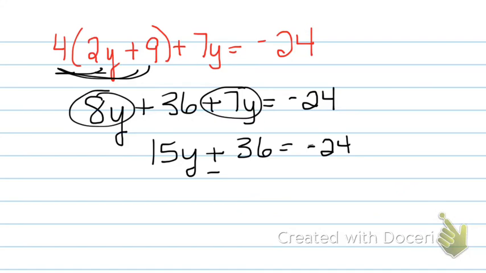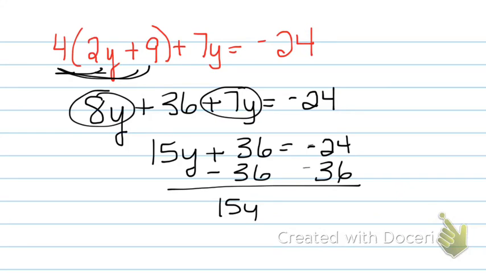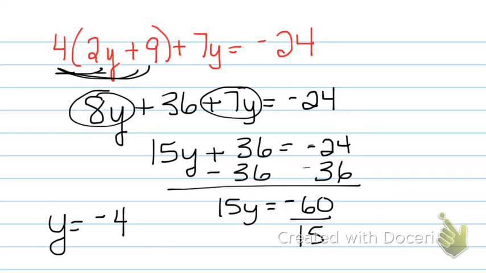But now you do the mother-in-law. Subtracting 36 from both sides will get you 15y equals negative 60. And then divide by 15. I'll put the answer key over here. Negative 4, if I'm correct. y equals negative 4. All right, 2 more left.